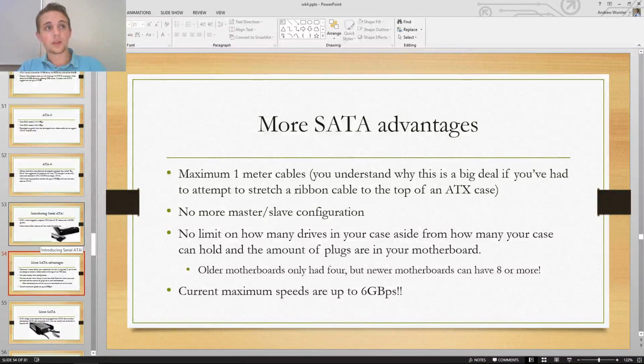And no limit about how many drives aside from what your physical case can hold and how many slots are on your motherboard. Of course, standard desktop, you're probably not going to have more than 2. But if you have a server, you're probably going to have 4 or more, depending on what kind of server it is. Did you touch on the cable select for the master slave?